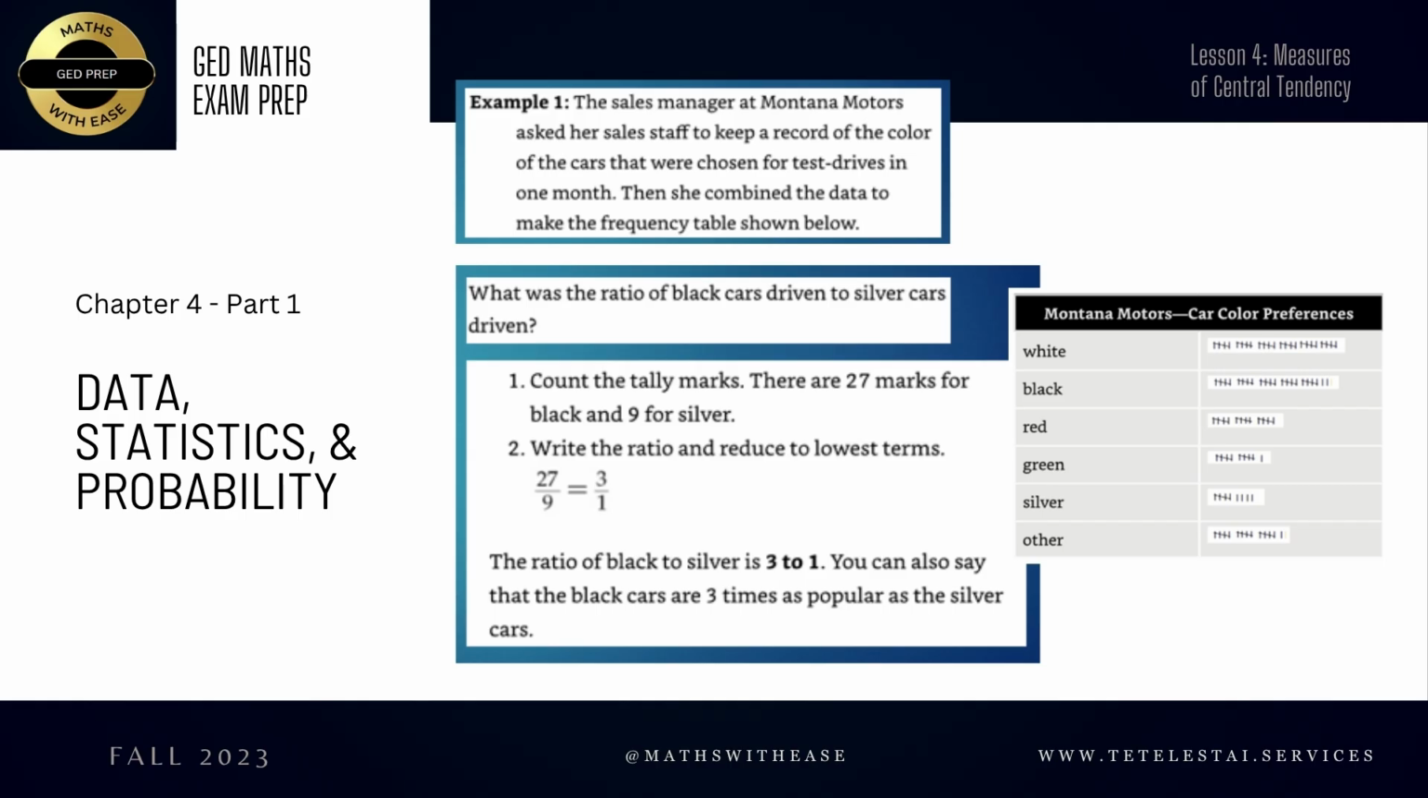So this example is telling us that the sales manager at Montana Motors asked her sales staff to keep a record of the color of the cars that were chosen for test drives in 1 month. Then she combined the data to make the frequency table shown below. So let's go back here.